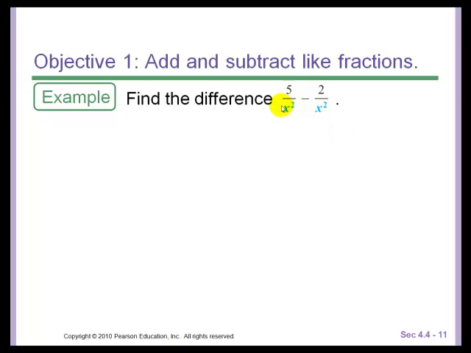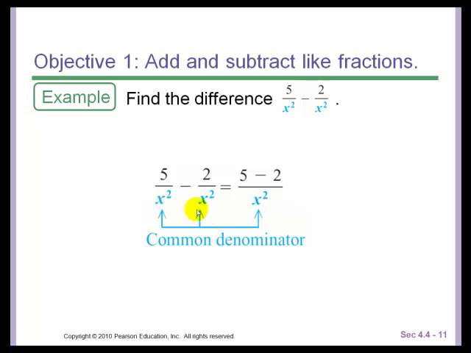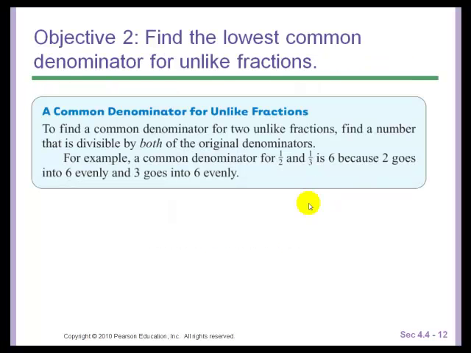Find the difference. 5 over x squared minus 2 over x squared. Even though they're letters, they're still the same. So the denominator stays the same, and we just do numerator minus numerator, and we get 3 over x squared. This cannot be simplified, so we're done with 3 over x squared.